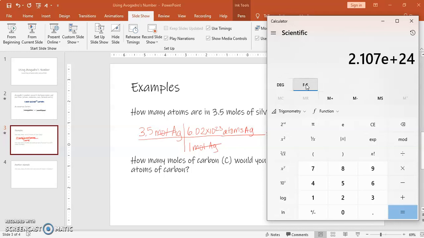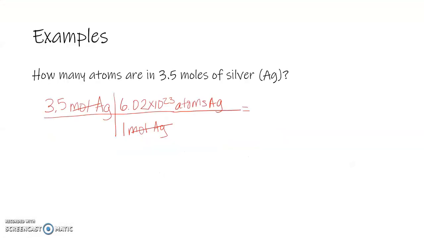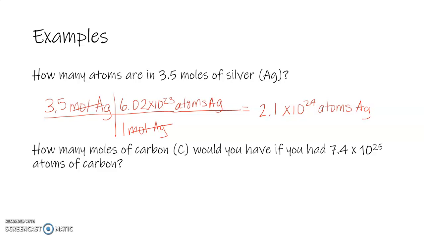So the answer to this problem is 2.107 times 10 to the 24th power. We would round this to 2 significant figures because 3.5 has 2 significant figures. So I can go back into my PowerPoint and we'll enter that in there. So my answer to this problem is 2.1 times 10 to the 24th atoms of silver.